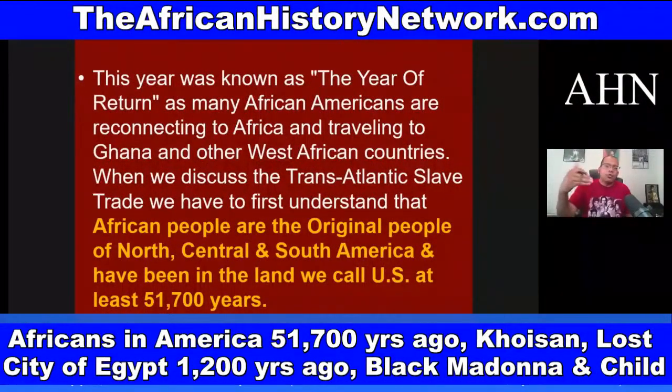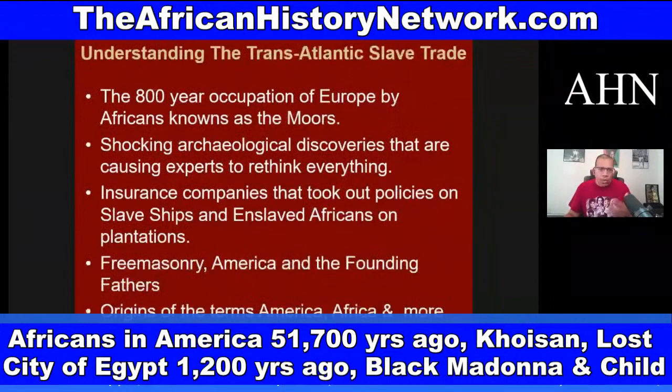Now, 2019 was known as the Year of Return, and many African Americans were reconnecting and still are reconnecting to Africa and traveling to Ghana and other West African countries. When we discuss the transatlantic slave trade, we have to first understand that African people are the original people of North, Central, and South America, and have been in the land we call the United States of America today, or Turtle Island, or whatever you want to call it. We've been here at least 51,700 years. And these were the Khoisan, who come from Southern Africa.